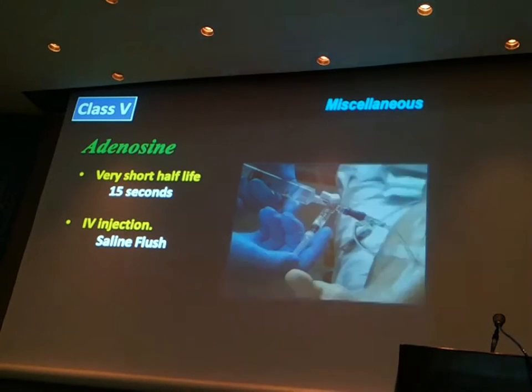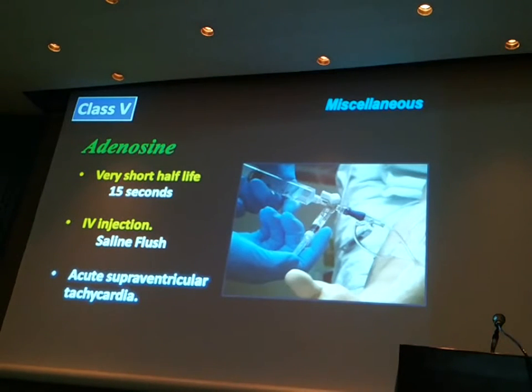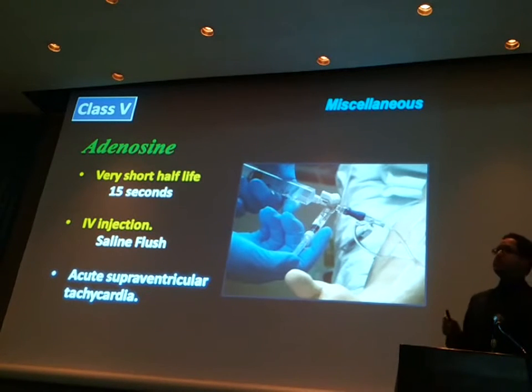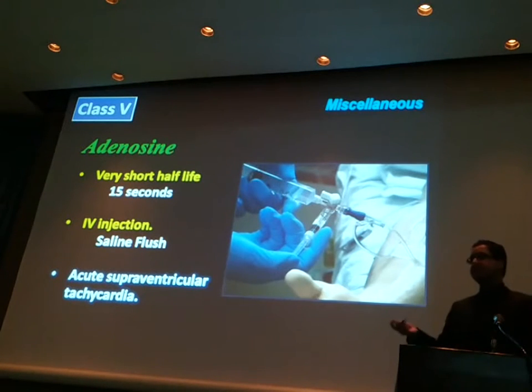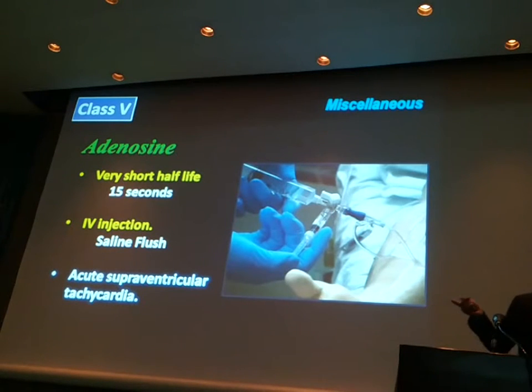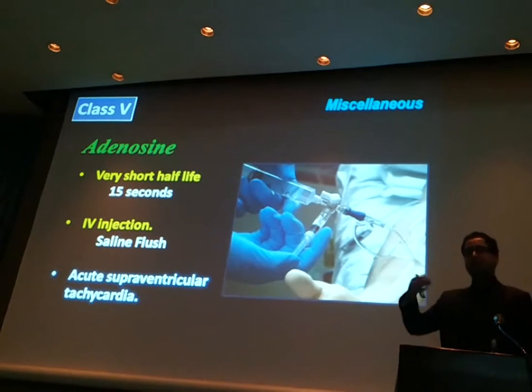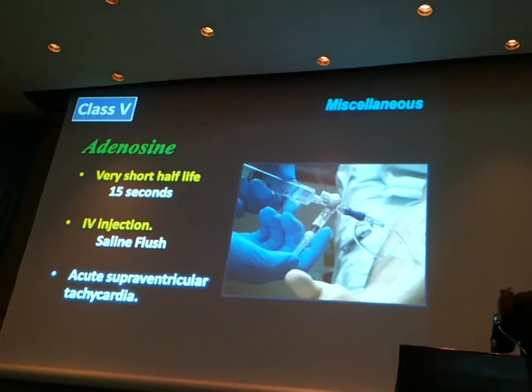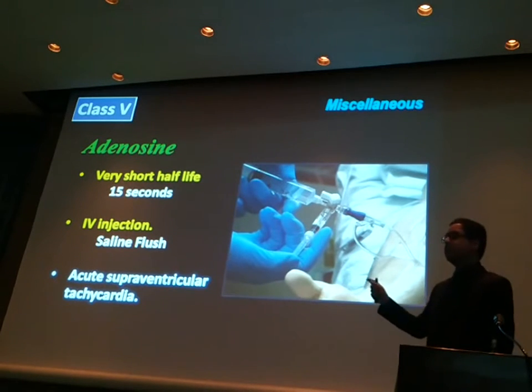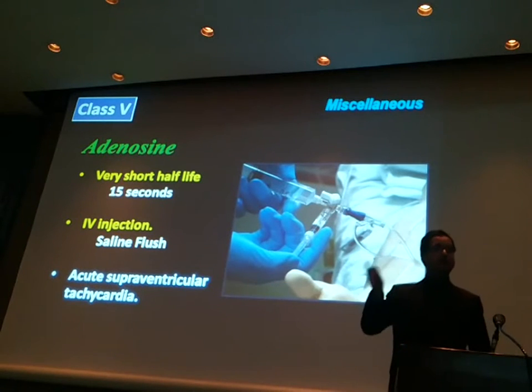Now, the major clinical use of adenosine, as you will see in practice, and as you will see in books, is acute supraventricular tachycardia. I don't know if you discussed supraventricular tachycardia and what it is, but from its name, it's a tachycardia, and it arises somewhere above the ventricle. Okay? Now, adenosine is particularly useful in there, and wherever you see multiple choice questions and you see acute supraventricular tachycardia, the first drug to think about is adenosine.